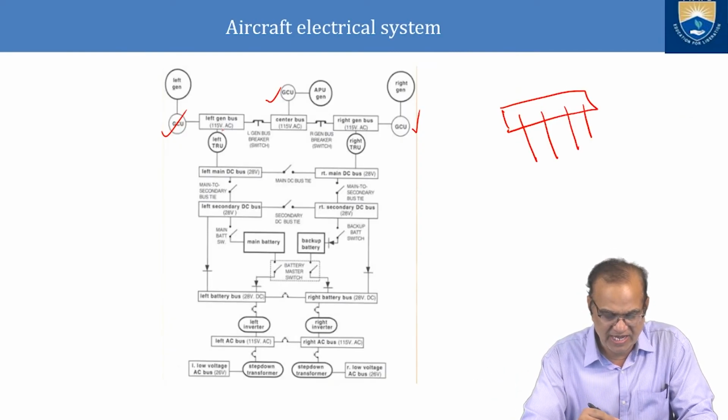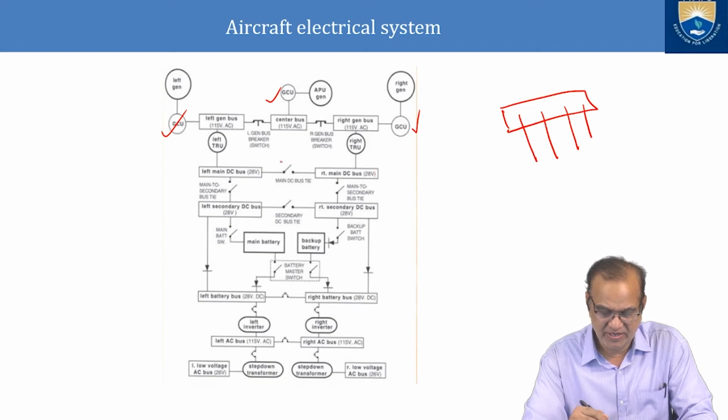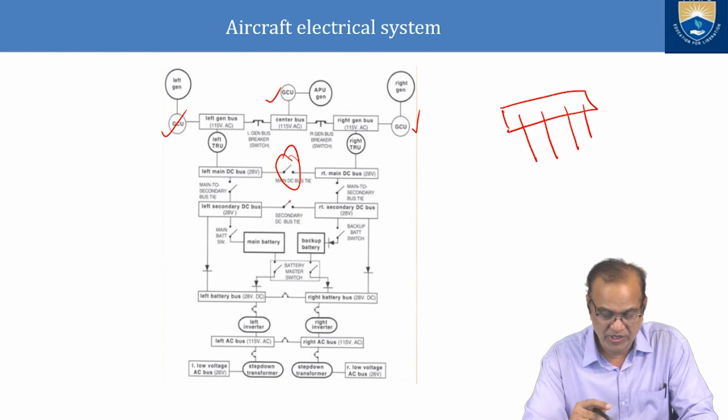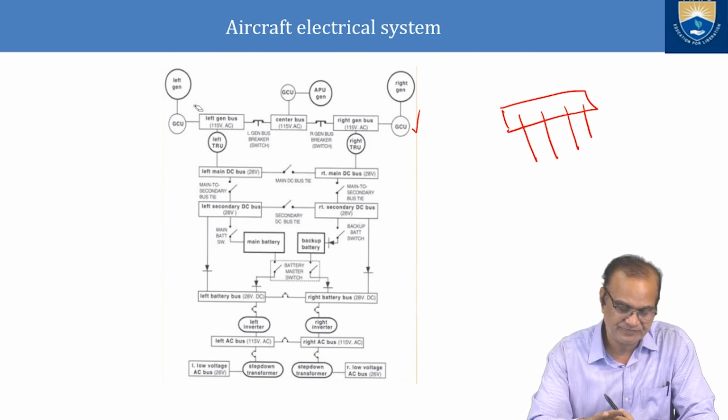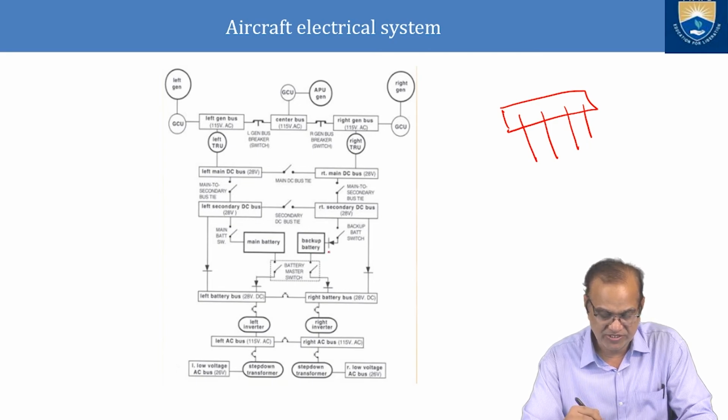So from here, left TRU and the right TRU, transformer rectifier unit. So it goes to the left main DC bus and right main DC bus. Here is the main DC bus. This you can connect to each other. Then it goes to the left secondary DC bus, right secondary DC bus. Here also we have the same type of system here. From here it goes to the main battery and backup battery. Here it goes for the power supply.